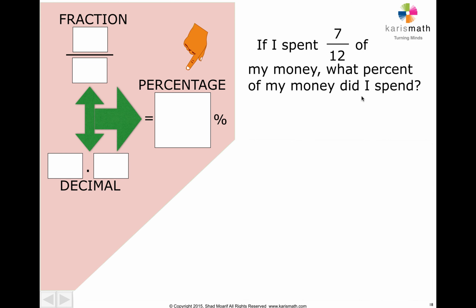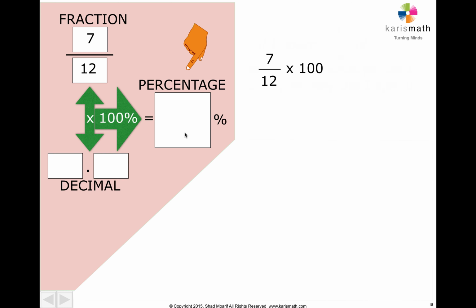I spent 7/12 of my money. What percent of my money did I spend? Okay, so now we can do this. 7/12, well, multiply by 100%, work out the answer. You get 55 and 2/3%.